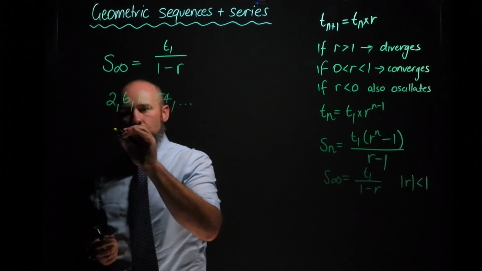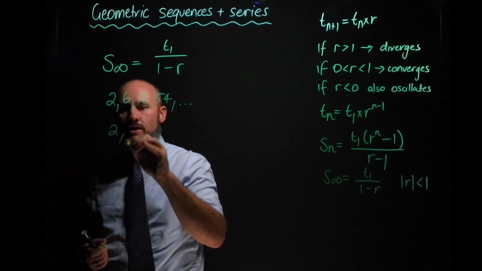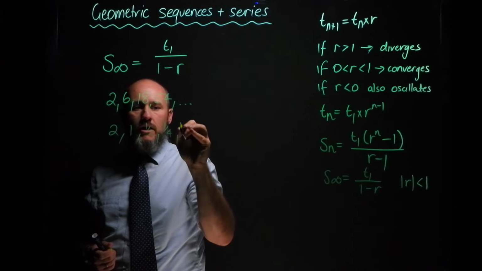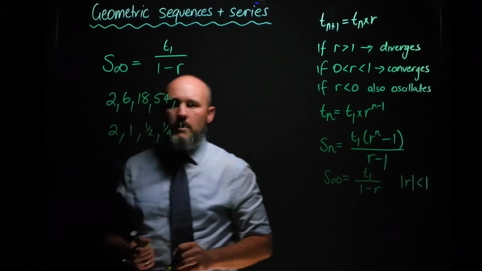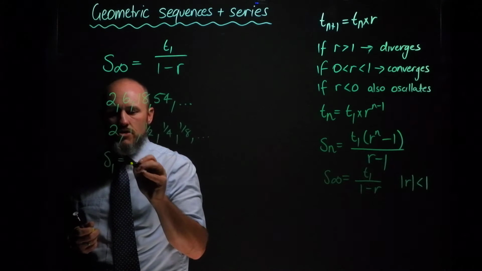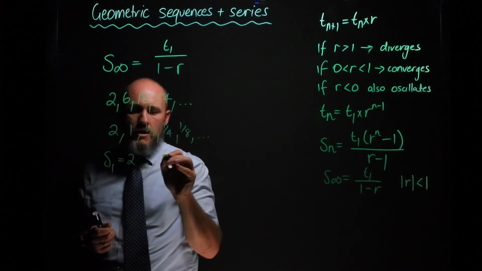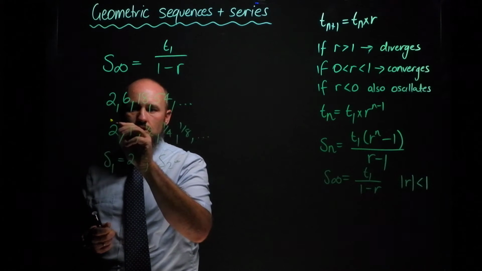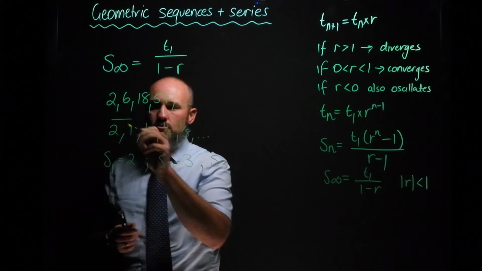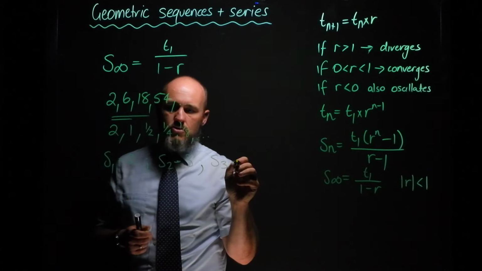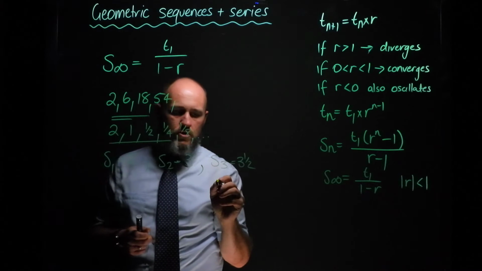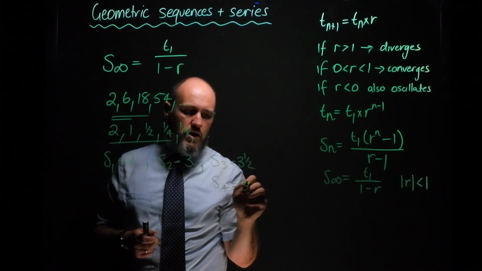But take another one for example. 2, but this time with a halving factor. 2, 1, a half, a quarter, an eighth, etc., etc. If I sum this, hopefully you can see that S1, the sum of the first term, is 2. S2, the sum of the first two terms, these two, is 3. S3, the sum of the first three terms, these ones, is equal to 3 and a half. S4, the sum of the first four terms, is equal to 3 3/4.